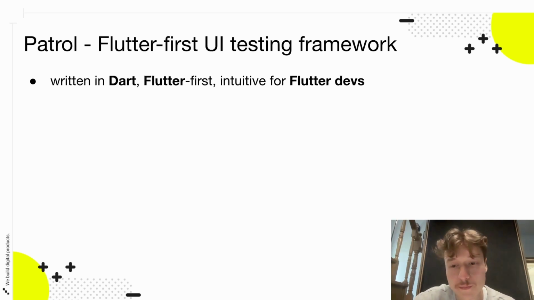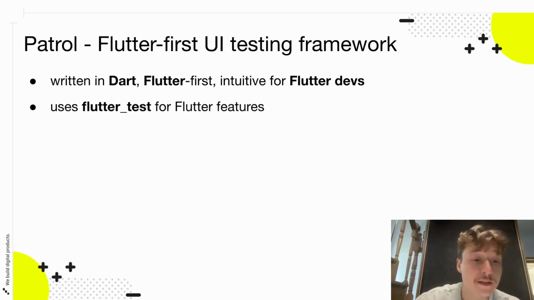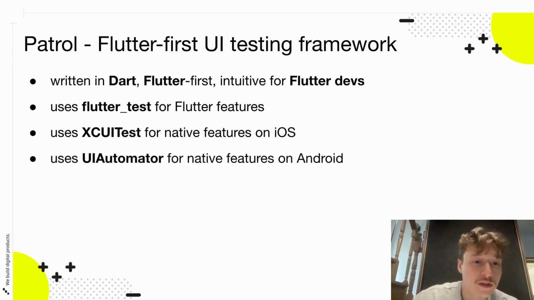It's Flutter First, so it's meant to work with Flutter apps, and Flutter apps, in our opinion, are 90% Flutter code and only some 10% native code that you just want to be able to interact with, but it's not your typical use case, right? Your typical use case is that you have to be the most comfortable with working with Flutter widgets. So it has to be intuitive for Flutter devs, it has to be written in Dart. And it uses Flutter Test for Flutter features because Flutter Test is the best low-level SDK for interacting with the widget tree, in our opinion. And we also leverage XCUITest and UI Automator for native features, which are official first-party SDKs for native UI testing.